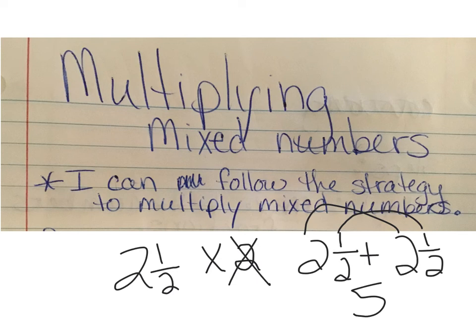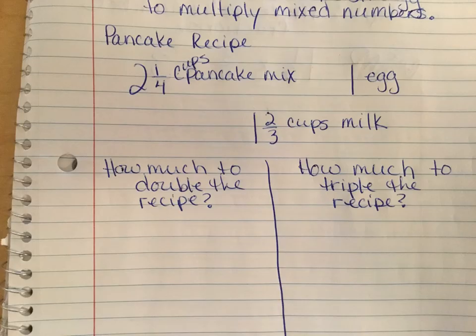But we have to know the strategy because sometimes it won't be as easy as just multiplying by 2. Sometimes we'll need to multiply mixed numbers times other mixed numbers. So let's start kind of small and very practical, very much something that we would do if we were at home making breakfast. We're going to make some pancakes. So the pancake recipe says that it needs 2 1/4 cups of pancake mix. It needs 1 egg, and it needs 1 2/3 cups of milk.